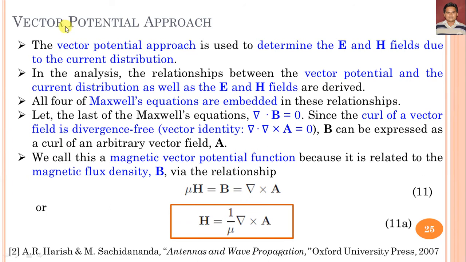First, we need to discuss the vector potential approach. The vector potential approach is used to determine the E and H fields due to the current distribution. As we discussed in the previous lecture, lecture 2 of this series, about the calculation of electric and magnetic fields using the direct integration or integral equation method, and using integration then the differentiation method. So we discussed that we are considering the second method.